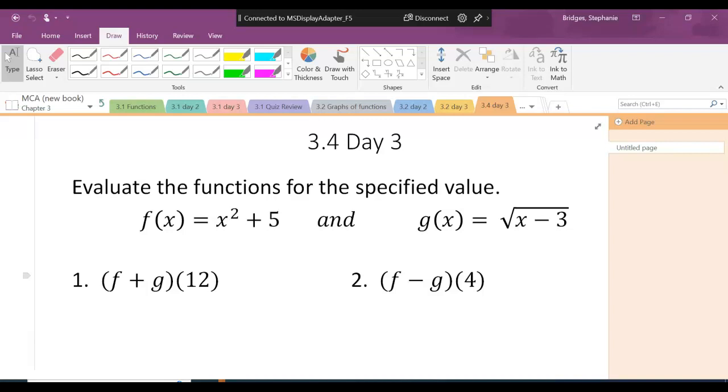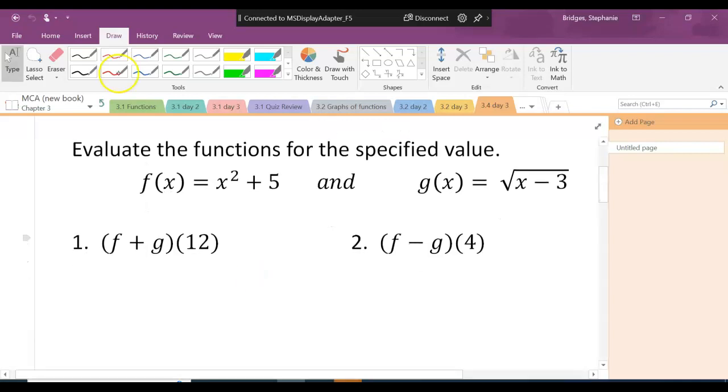So you can do these two ways. You can either take the original functions and add them and then plug 12 in, or what seems to be a little easier is taking that 12, the number in parentheses, plug it into f and work it out, plug it into g and work it out, and then add the results together, okay? So that's the way I'm going to do it just because it's a little easier. You don't have to worry about adding the variables and like terms and all that stuff.